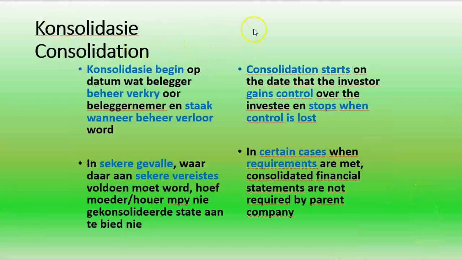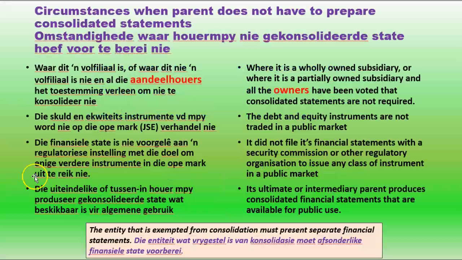Now consolidation. When we're going to start consolidation, we have to determine the date at which the investor gains control over the investee, and it will stop at the date when control is lost over the investee. Now, in certain cases, when the requirements are met, consolidated financial statements are not required by the parent company. We said, well, as soon as we have established that there's a group of companies, we have to prepare consolidated financial statements. But there are a few exceptions to the rule.